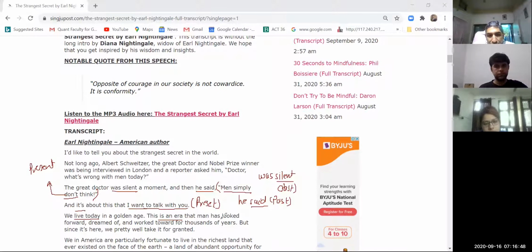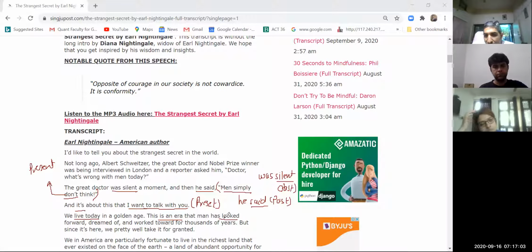"That man has looked forward, dreamed of..." Now see, "looked forward, dreamed of" all look like past tense, but he's talking about the current time. आज के ज़माने में लोगों ने पहले से ही सोचा हुआ था. So it is not past tense. "Looked forward" is again a verb. "Dreamed of" is again a verb. "Work toward" is again a verb. But he's talking about the current time, and that is why it is in present tense.